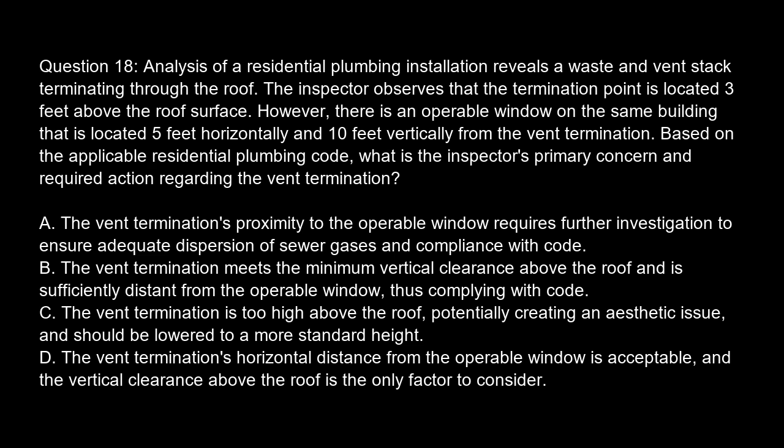The vent termination's proximity to the operable window requires further investigation to ensure adequate dispersion of sewer gases in compliance with code. Option B. The vent termination meets the minimum vertical clearance above the roof and is sufficiently distant from the operable window, thus complying with code. Option C. The vent termination is too high above the roof, potentially creating an aesthetic issue, and should be lowered to a more standard height. Option D. The vent termination's horizontal distance from the operable window is acceptable, and the vertical clearance above the roof is the only factor to consider.